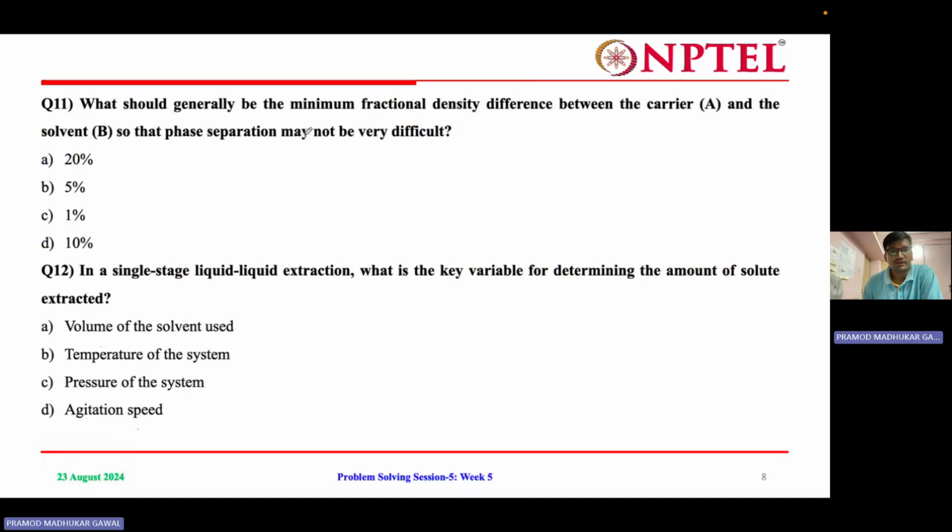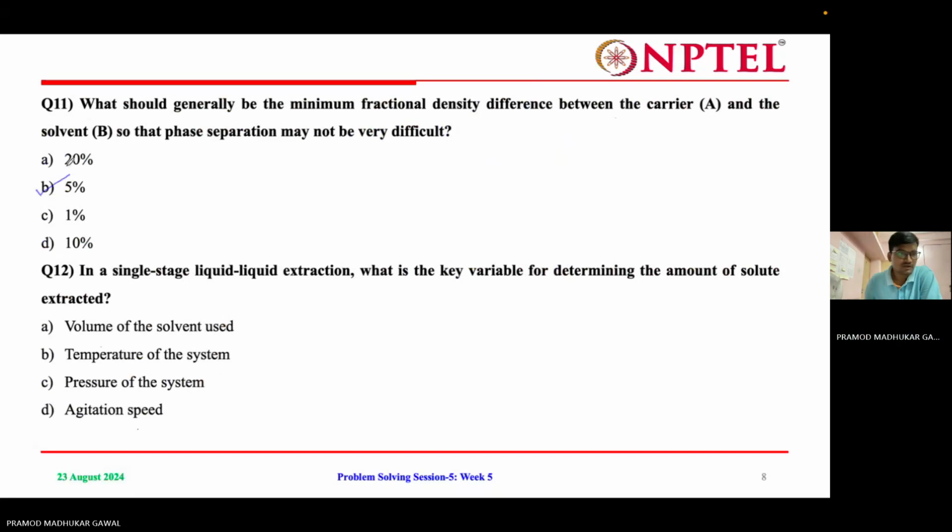What should generally be the minimum fractional density difference between the carrier and the solvent, so that phase separation may not be very difficult? Generally, the density difference between the carrier and solvent should be 5% for easy separations.